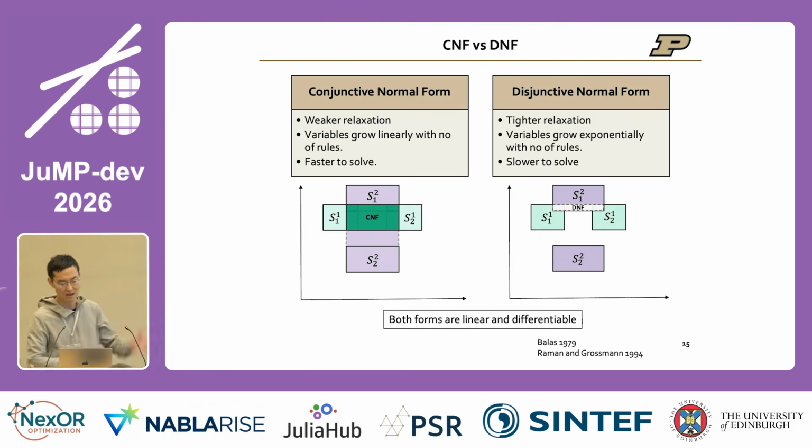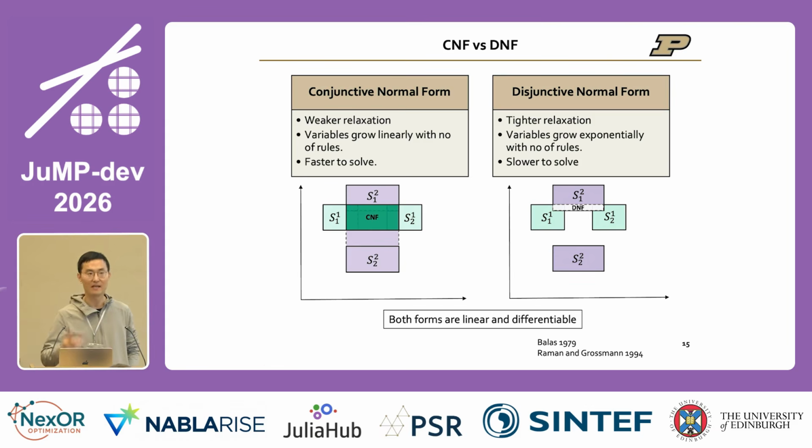So this was commonly known in the literature of disjunctive programming. Now one thing you might realize is that even though we get the disjunctive normal form, not all the points in the convex hull are feasible, right? So if you directly project to the disjunctive normal form, you may not satisfy the rules. You may not get the exact rule satisfaction.